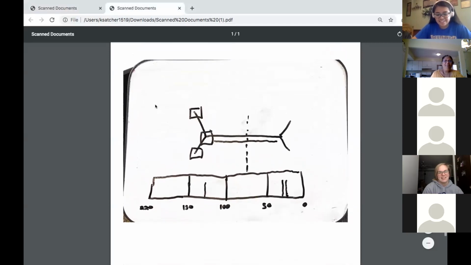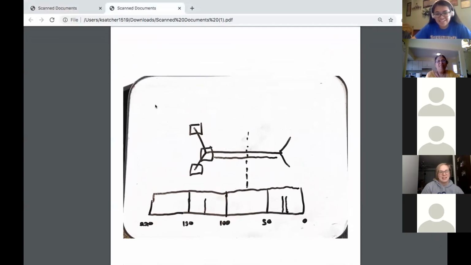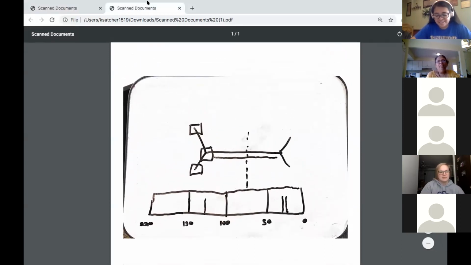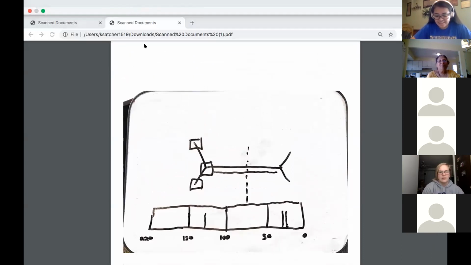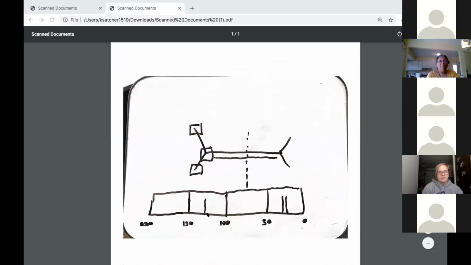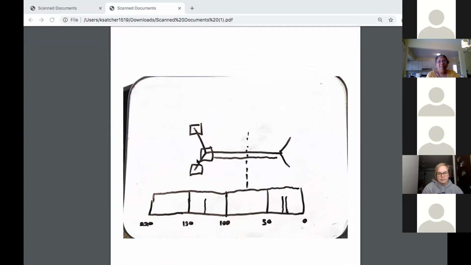John's safe. Oh, we have a picture. Thank you, KJ. All right, I drew this up really quick. That's fine. That looks good.